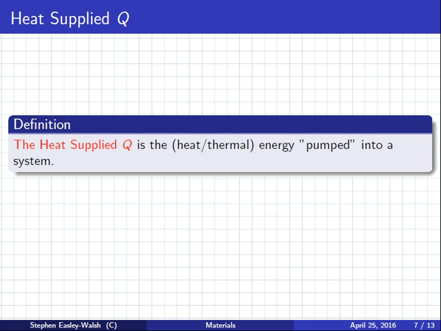And I use the word pumped because this is always what I picture my lecturers using. Usually we use the word pumped for water, but my lecturers always use it in this situation to mean putting energy in. Of course, energy is not water, but we're using the same word to make it clear that we're putting it into the system.